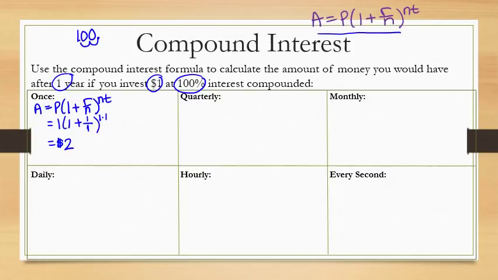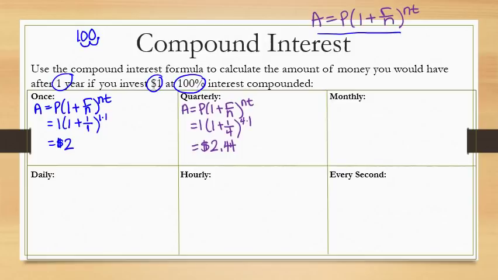Now we look at it compounded quarterly. Again, I'm going to write that formula because every time I write it, the more it gets ingrained in my brain. So A equals 1 times (1 plus the interest rate, which is 1, divided by the number of times it's compounded). Quarterly means it's compounded 4 times, all to the 4 times 1. And that gives me $2.44.